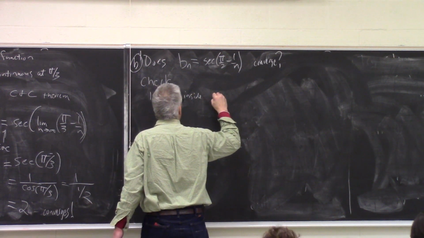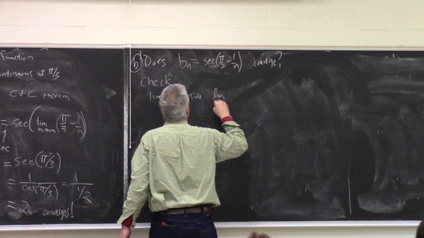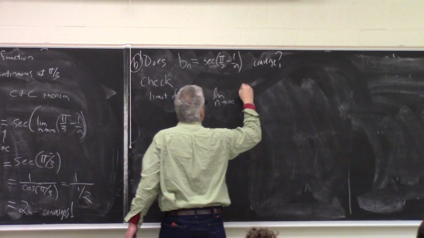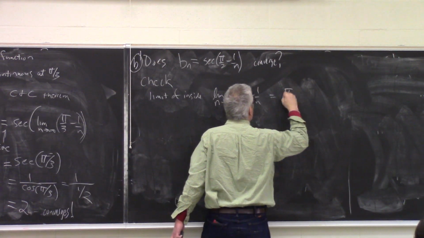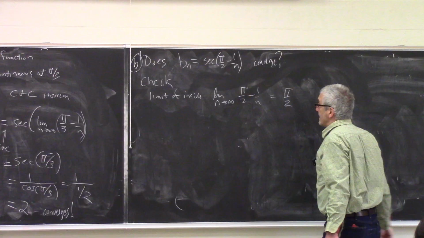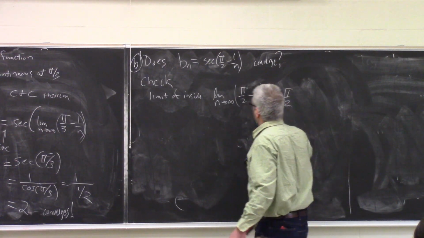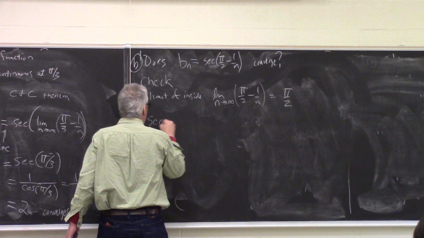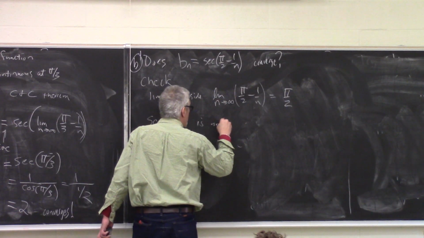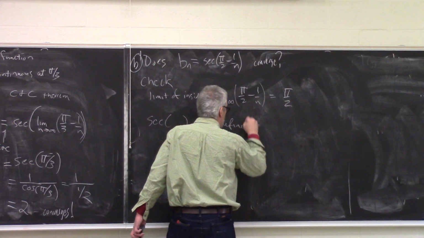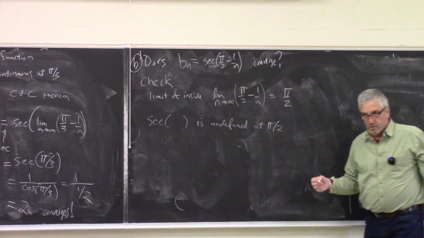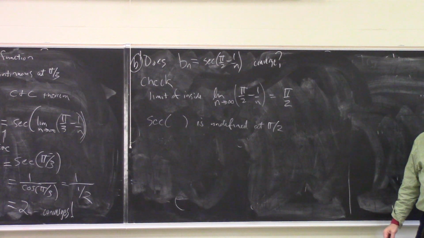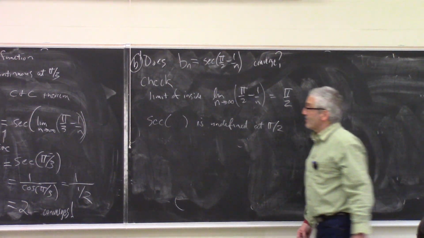So let's check the limit of the inside, which is the limit as n goes to infinity of pi over 2 minus 1 over n, and that's the number pi over 2. And the secant function is undefined at pi over 2. So we can't use the CNC theorem. Now, it might be that this limit's going to exist, but we can't get there by using the CNC theorem.